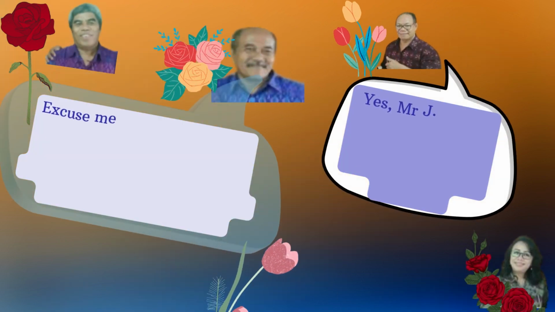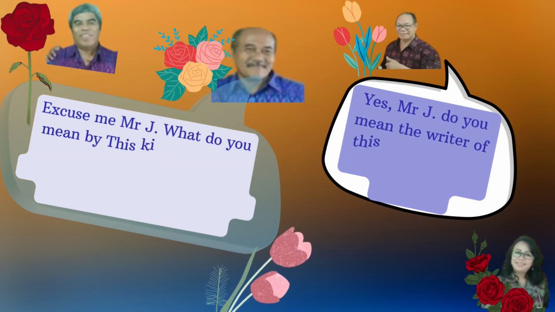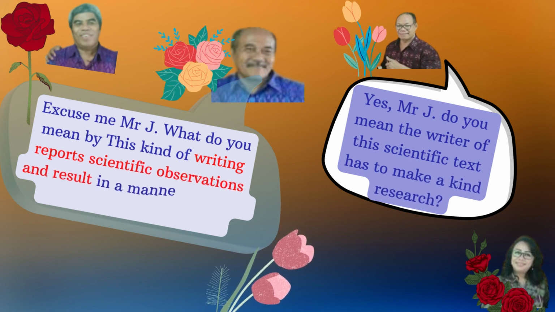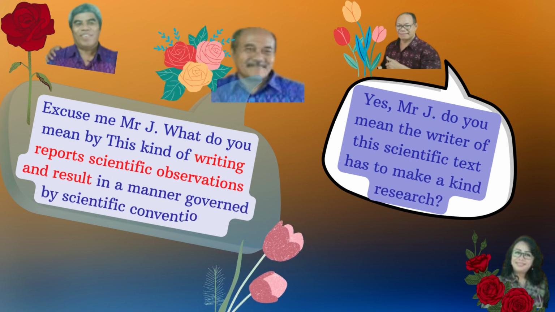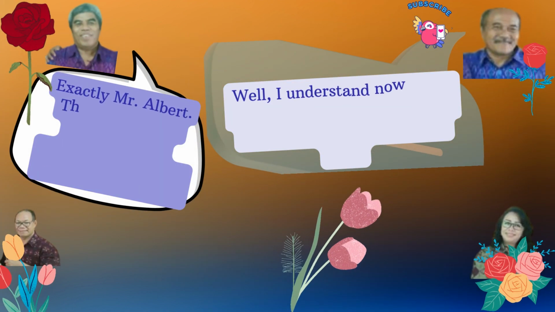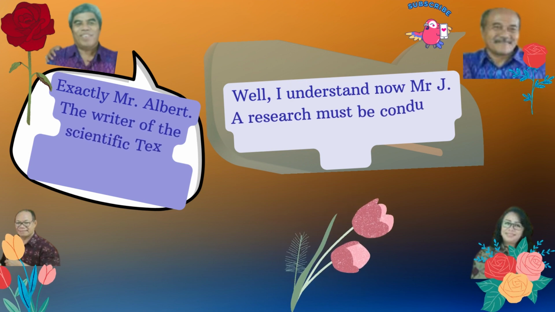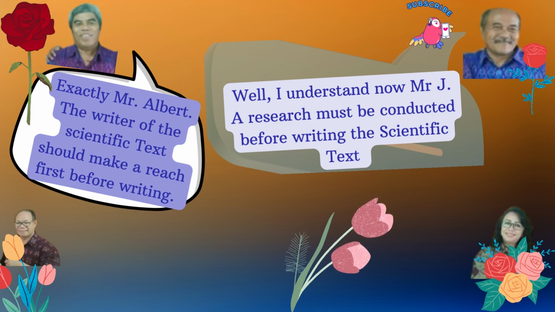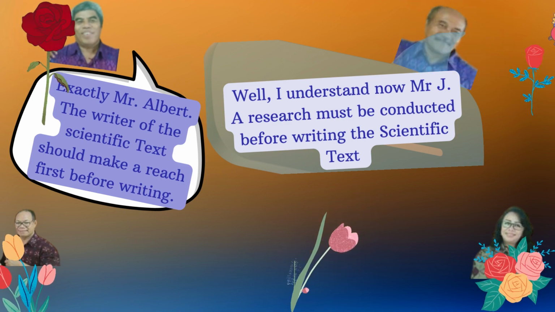Excuse me, Mr. J, what do you mean by this kind of writing reports scientific observations and results in a manner governed by scientific convention? Yes, Mr. J, do you mean the writer of this scientific text has to make a kind of research? Exactly, Mr. Albert. The writer of the scientific text usually does research first before writing. Well, I understand now, Mr. J. A research must be conducted before writing the scientific text.